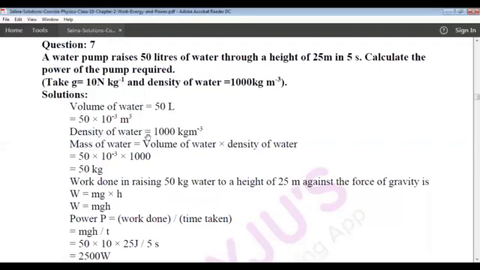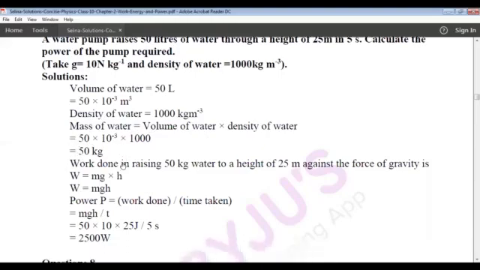So the density of water is how much? 1000 kg per meter cube. So we need to find mass of water. So mass of water is equal to volume of water into density. Okay, because density is equal to mass by volume. So mass is equal to volume into density. So substitute the values here. You will get mass of the water as 50 kg.